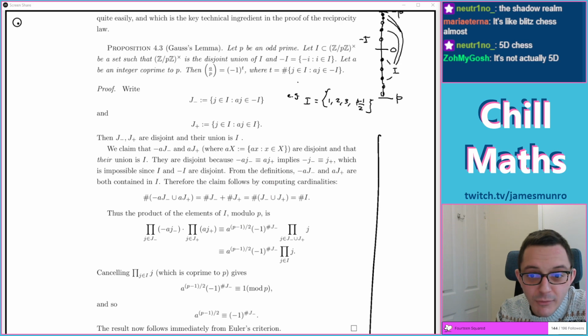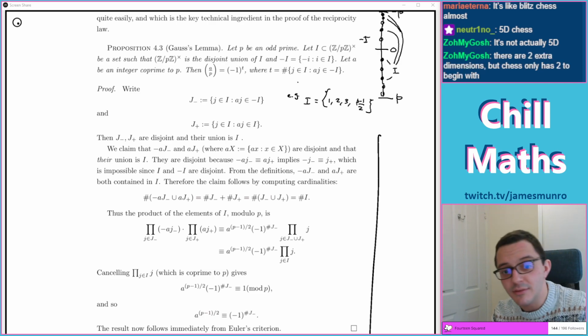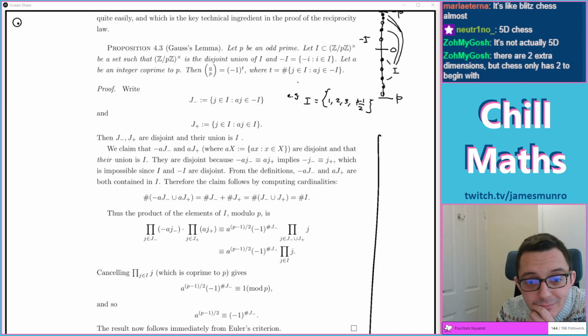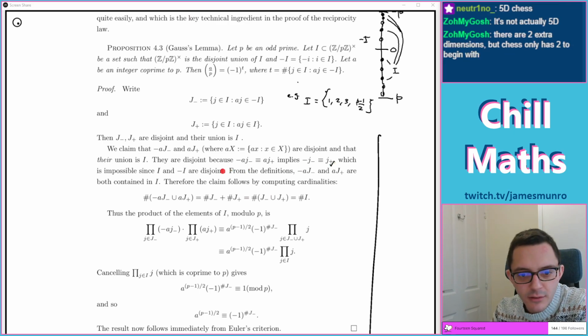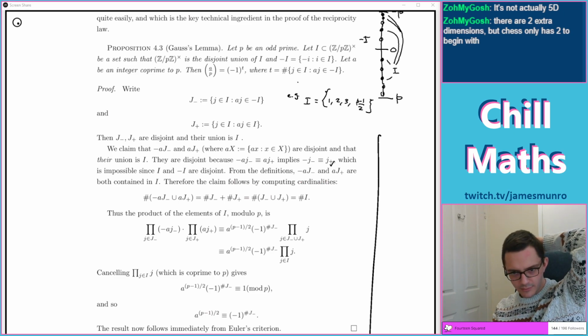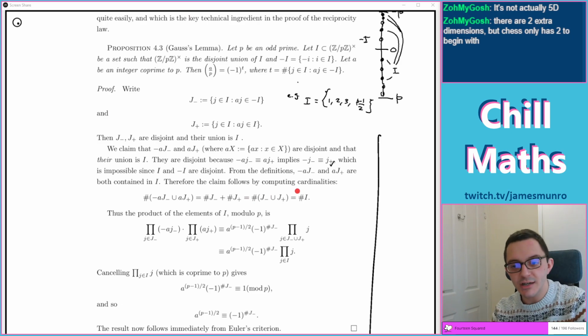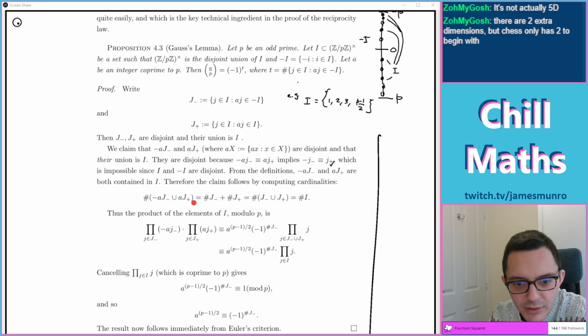We claim that multiplying by A and minus A, again, their union is I. I'm not awake enough for this. Disjoint because, yes, I believe that. From the definitions, these things are both contained in I. Yeah. Oh, look at the size of the sets. Okay, they don't overlap.